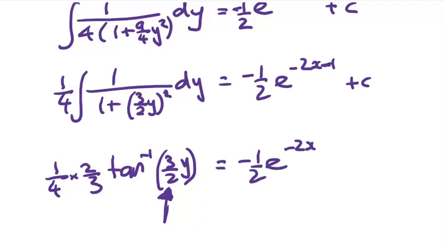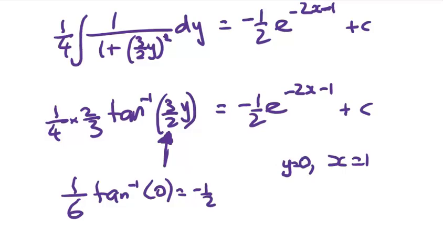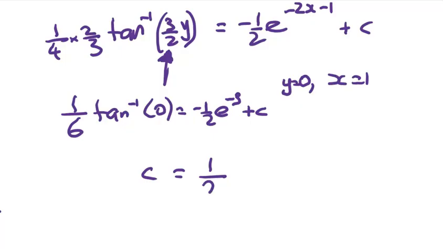And now is about time to substitute in my x equals 1, y equals 0 point. So cleaning this up here, we get 1/6 tan inverse of 0 is equal to -1/2 e to the -2 minus 1 e to the -3 plus c. So tan inverse of 0 is a very easy 0. That gives me c is equal to 1 over 2 e to the -3, or 1 over 2 e cubed.